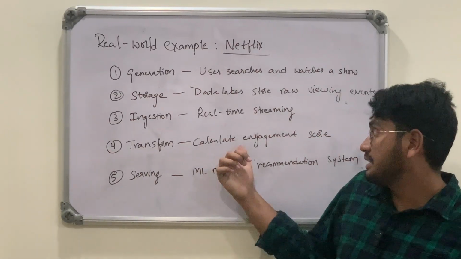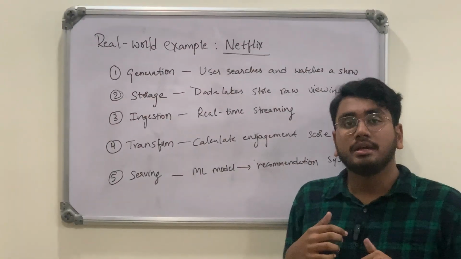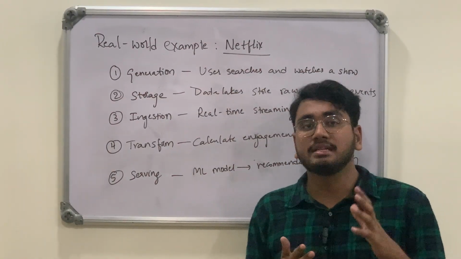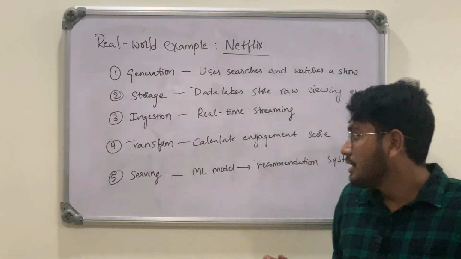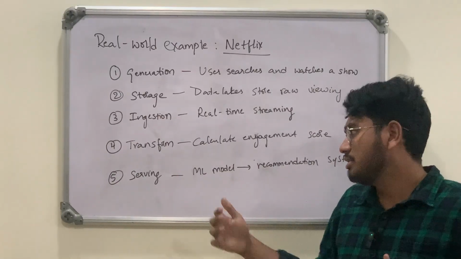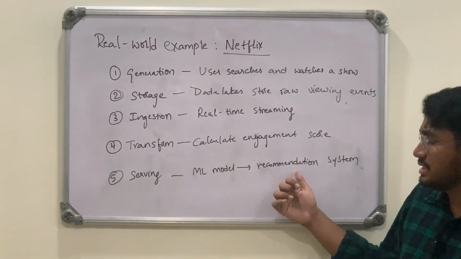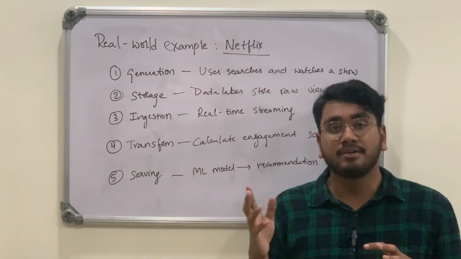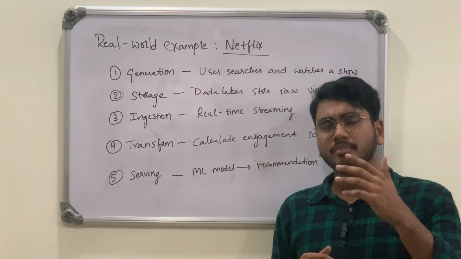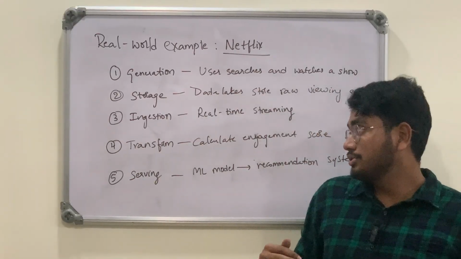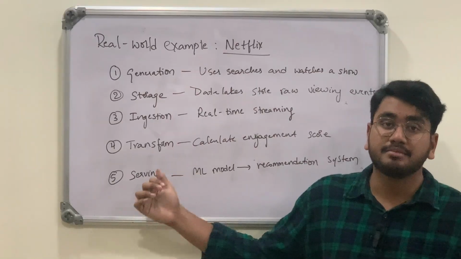In case of Netflix, it is engagement score, which might be some parameter which is used to analyze a particular user. Serving. At last, the data is sent to a machine learning model, which is a recommendation system. So you guys find some recommendations in your Netflix account which are related to your previous watching history. So that's due to the machine learning model and the data which is being served.